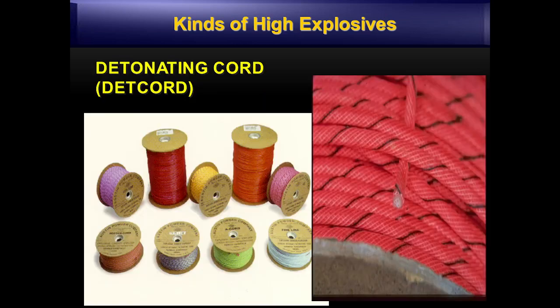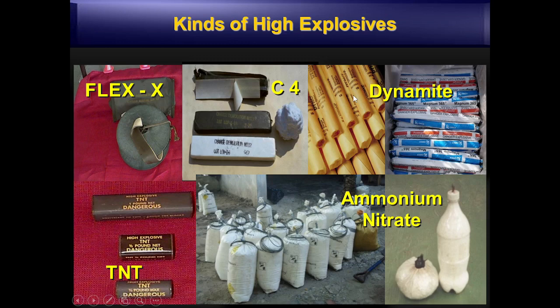And we also have the detonating cord. This is what it looks like. Commercial detonating cord comes in different colors, unlike the military detonating cord, which is dark green. We also have Flex X, the C4. If you look at the C4, it's like clay. It can be molded.